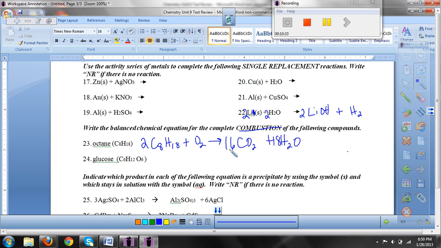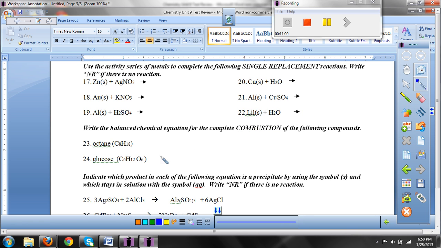And then I checked out my oxygens. This was 32 oxygens. 16 times 2 is 32. And then I had 18 more oxygens from this situation here, so that was 50 oxygens, so I needed 25 right there. When you balance these combustions, do it in the order of CHO, or do it alphabetically. That's the same thing. Do carbon, then hydrogen, and save your oxygen for the last.